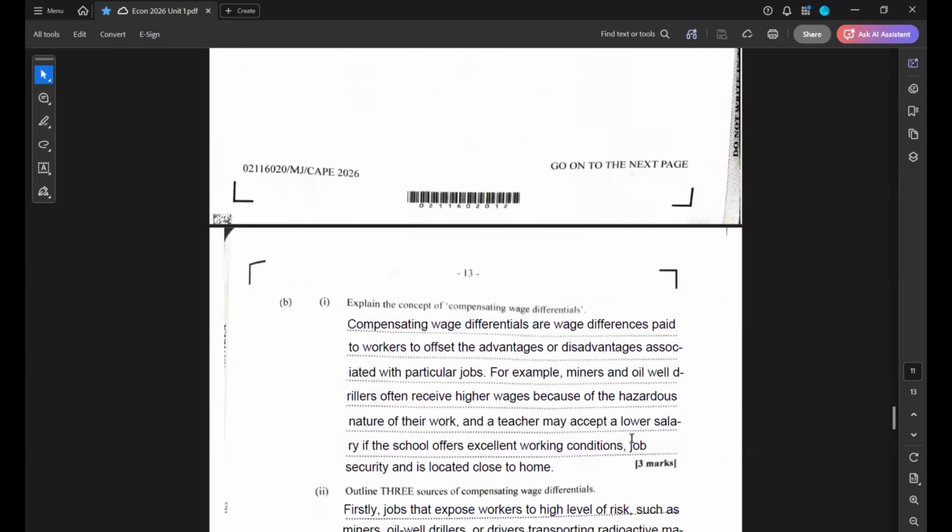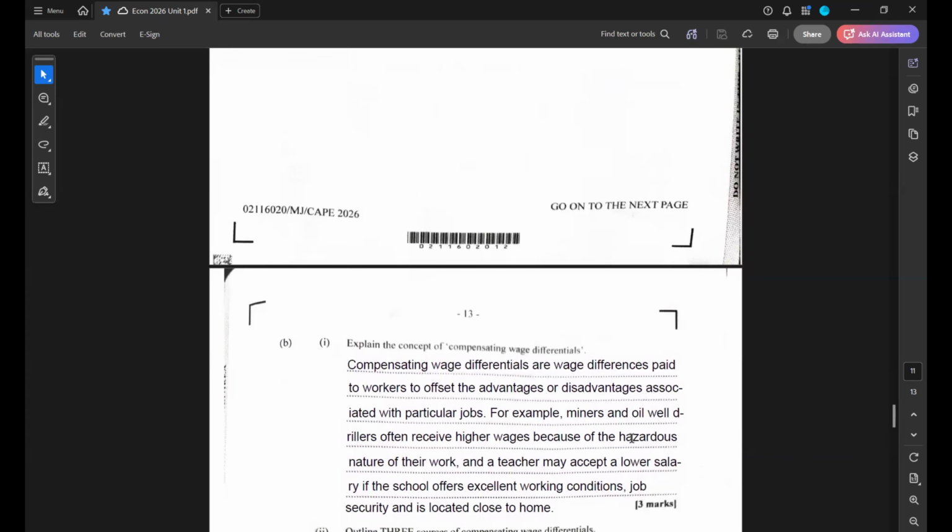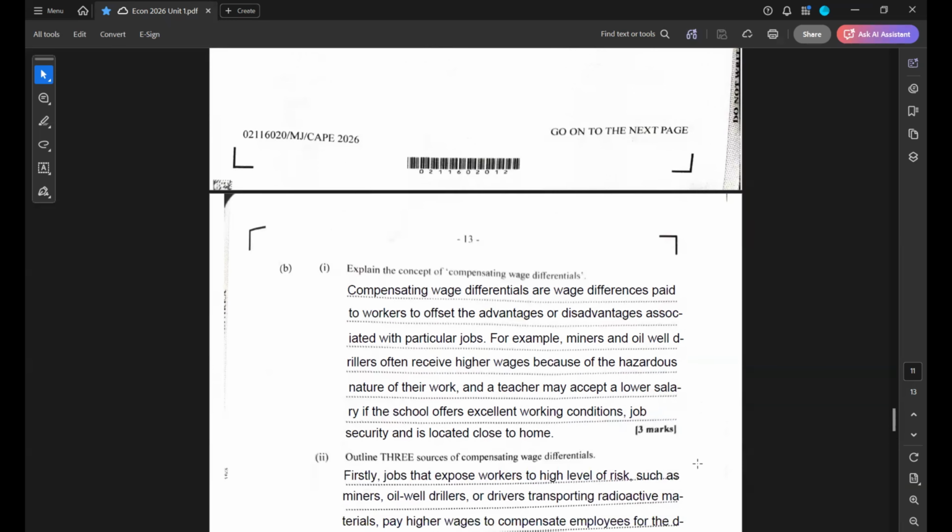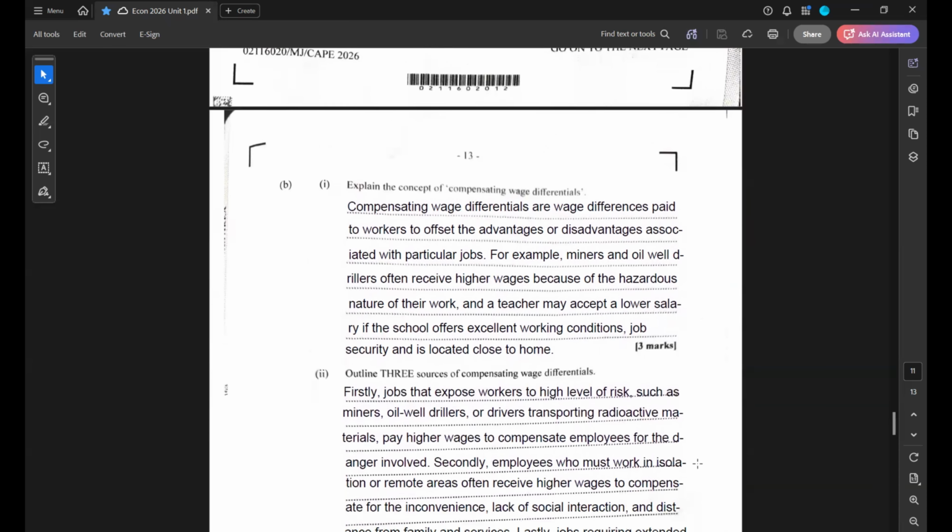Part B, explain the concept of compensating wage differential. Compensating wage differentials are wage differences paid to workers to offset the advantages or disadvantages associated with particular jobs. For example, miners and oil well drillers often receive higher wages because of the hazardous nature of the work, and a teacher may accept a lower salary if the school offers excellent working conditions, job security, and is located close to home.